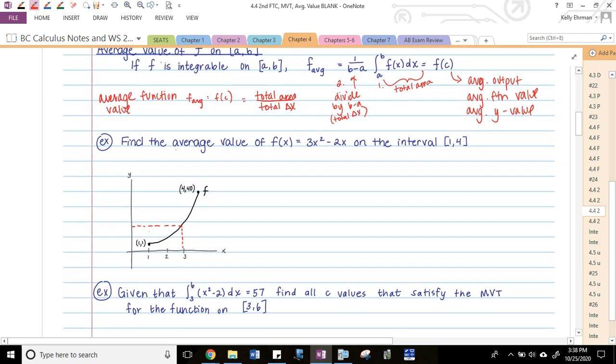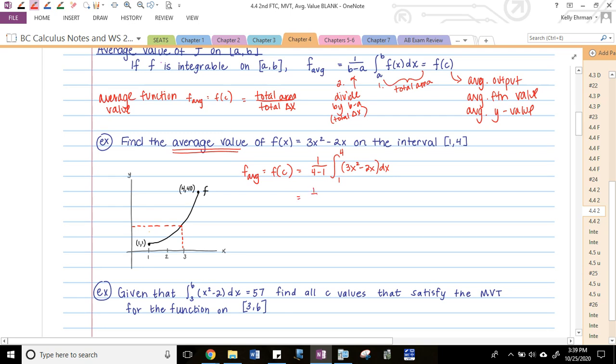So let's find the average value, and they'll actually use that terminology on the AP test, of f of x equals 3x squared minus 2x on the interval 1 to 4. We can see that the values of f of x range from 1 to 40. What is the average value? All right, so let's use our formula. The average value, f average, is equal to some f of c. I don't know what c actually is yet. Of what? 1 over b minus a. So 1 over, we're on the interval 1 to 4, so 4 minus 1, so 1/3, times the integral from 1 to 4 of 3x squared minus 2x dx.